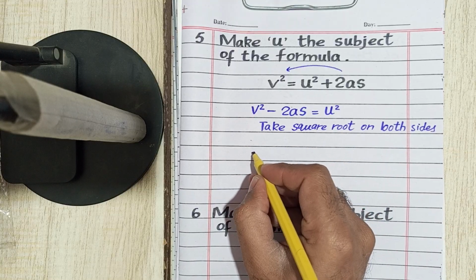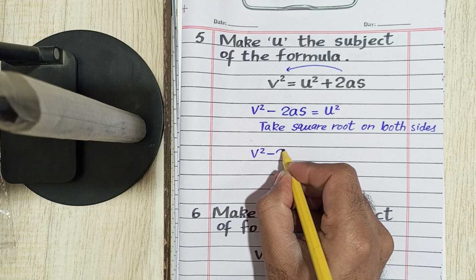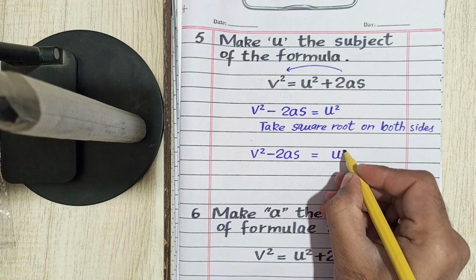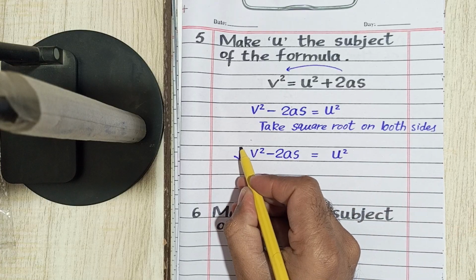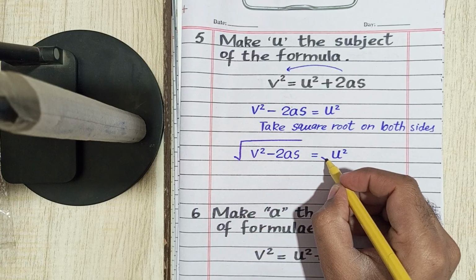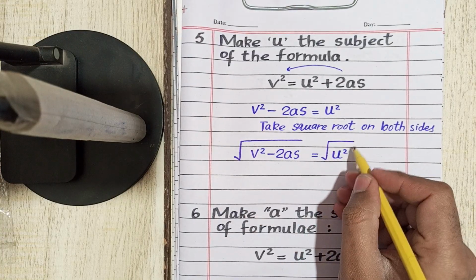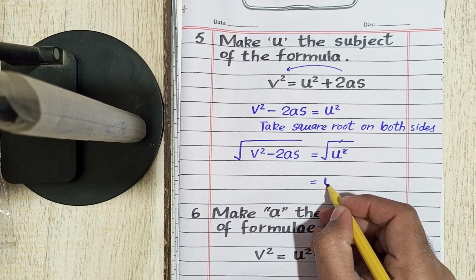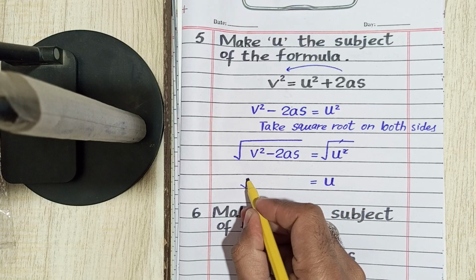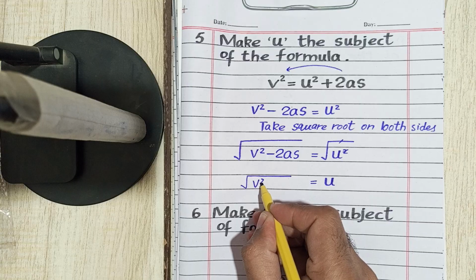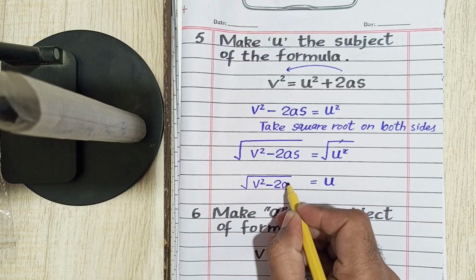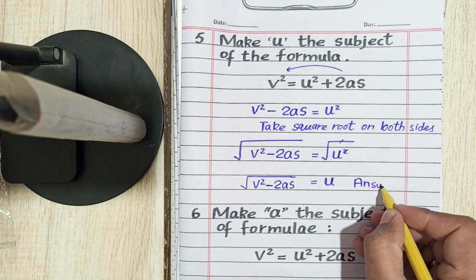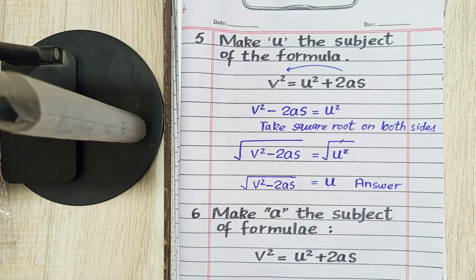So here we have v square minus 2as equal to u square. So we take square root. So this sign is used for square root, and here we take square root on both sides. Now we cancel out this square with square root. So our final answer is u equal to square root v square minus 2as. So this is our final answer. So I hope you got it.